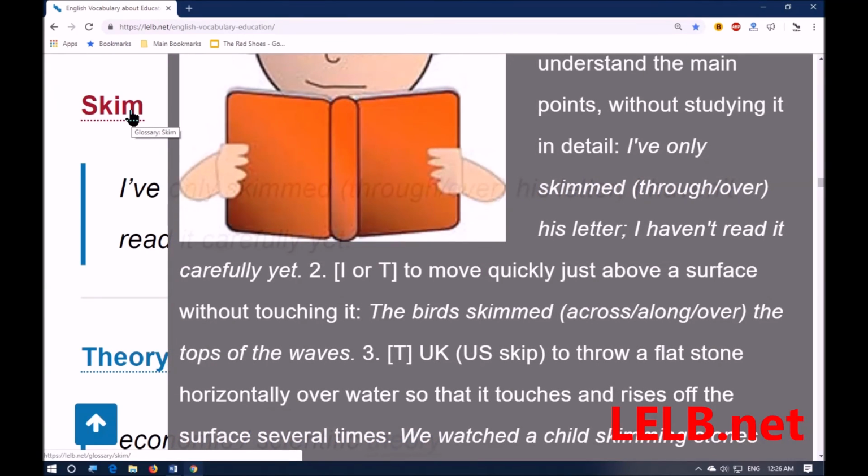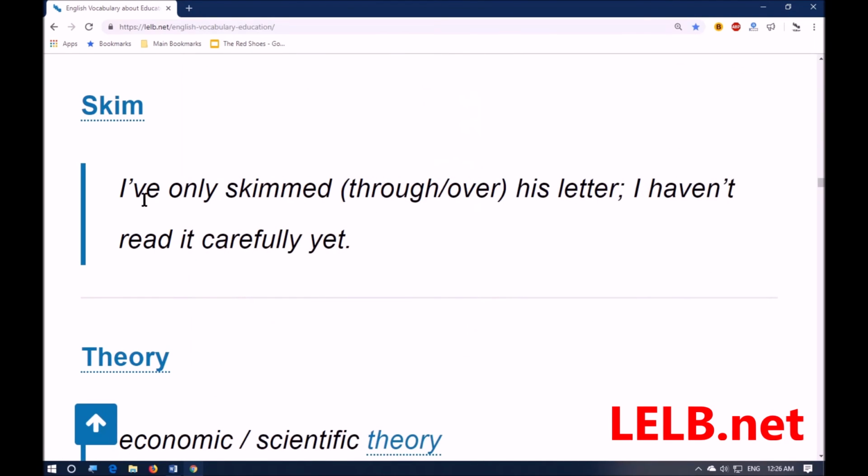Skim means to read something very fast in order to understand the main points without studying it in detail. The opposite is scan. Scan means to read something very fast in order to locate or find some specific parts. I've only skimmed through or over his letter. I haven't read it carefully yet.